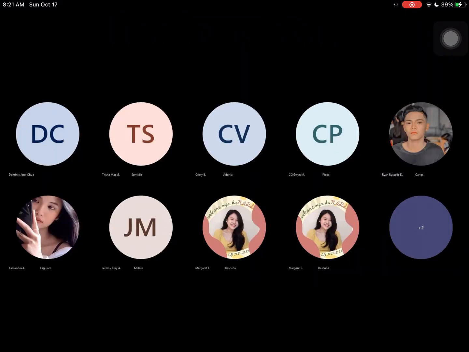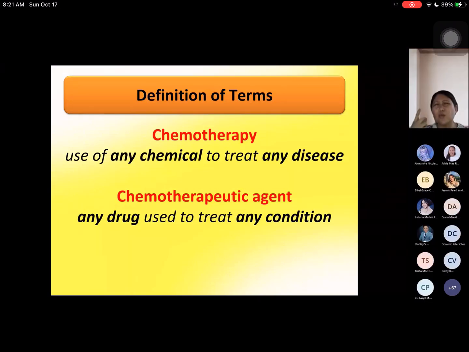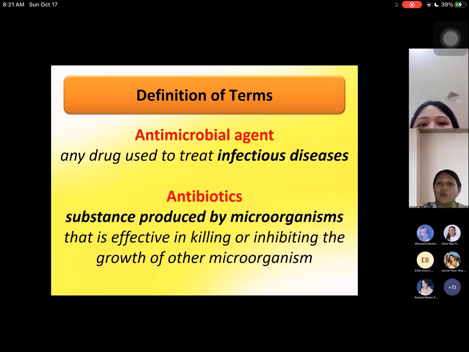When you hear the word chemotherapy, usually what comes into your mind is cancer, right? So chemotherapy is the use of any chemical to treat any disease. So it's not limited to cancer. A chemotherapeutic agent is any drug used to treat any condition. So we need first to define the following terms for you to understand better the following slides.